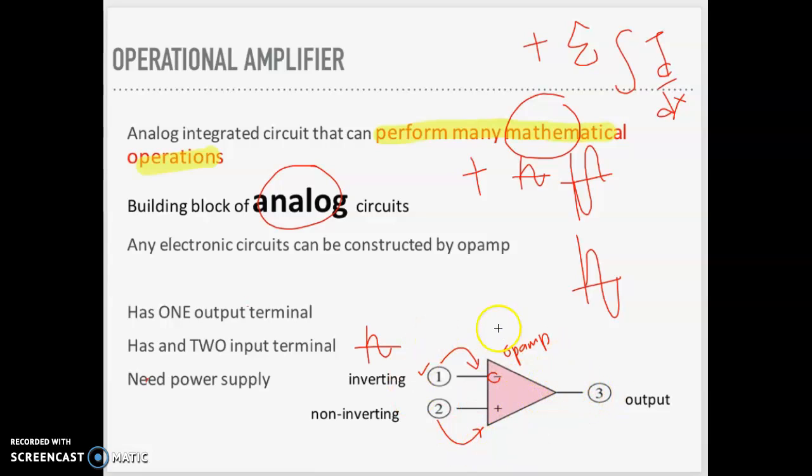So in order for you to make sure the op-amp works, you need to apply a power supply. So is it active or passive? Op-amp is actually an active device. So do you need a DC or AC power supply? Here you need a DC power supply.